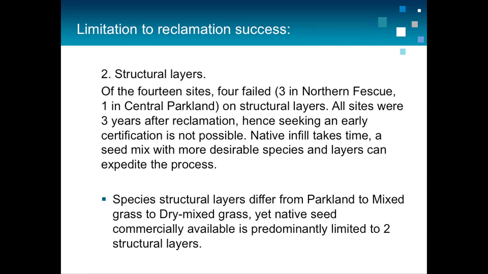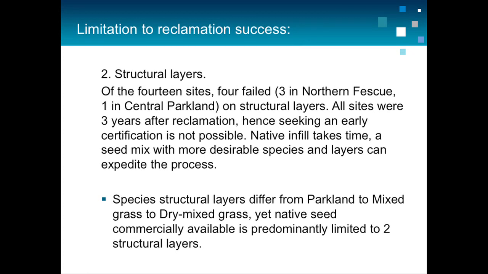Most likely in about 5 years, you can have some nutrient cycling and more desirable species coming in, because native infill takes time to colonize the site. The only way you can improve that is, when you put your seed mix together, have it represented by different structural layers. Also, you can have some forbs in it if you want. This way, you can build up layers, and you can improve that.